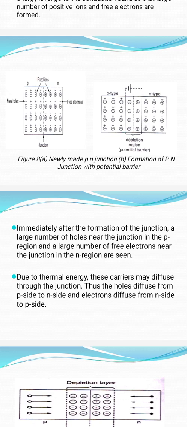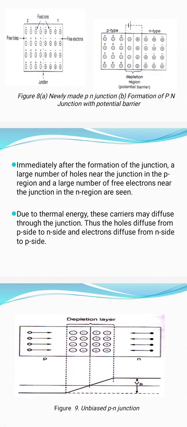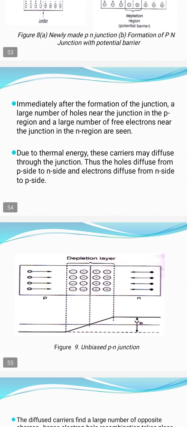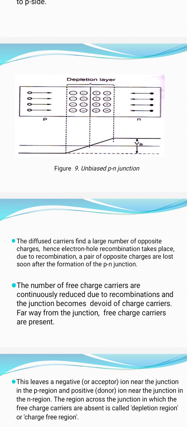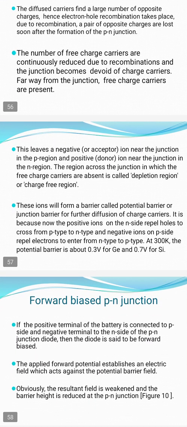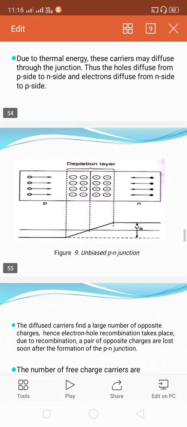Due to the thermal energy, these carriers may diffuse through the junction. The combination of holes and electrons leads to some potential difference. We are not connecting it to a battery. If it is not connected to any battery, then it is so-called unbiased.